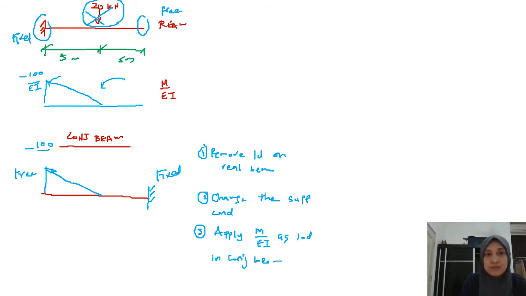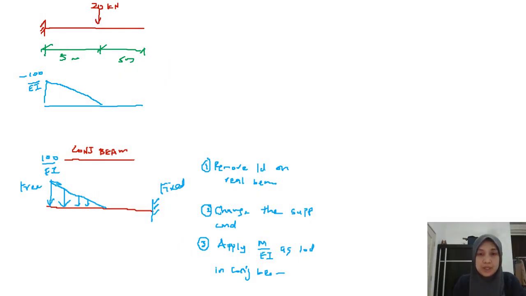After that, make sure that the arrow is always pointing towards your beam. So the arrow is basically downwards like this, towards your beam. So for negative M over EI, the arrow is downwards. So you can basically remove this negative sign. Don't worry about the negative sign. Okay, we are going to follow.